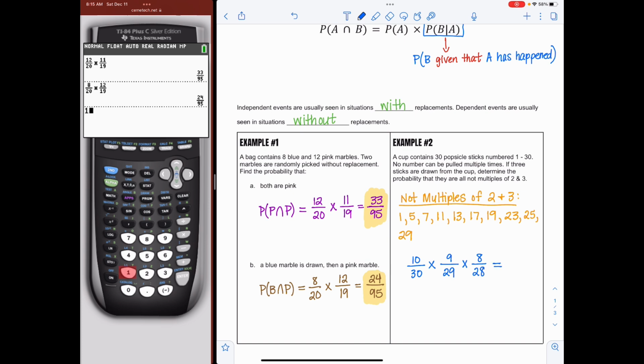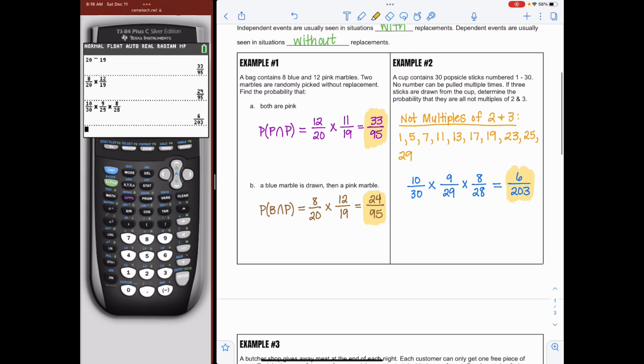So when I do that, I'm going to have 10 over 30 times 9 over 29 times 8 over 28. And that is going to be 6 over 203. So 6 out of 203 will be the probability of getting all 3 numbers that are not multiples of 2 and 3 without replacement.